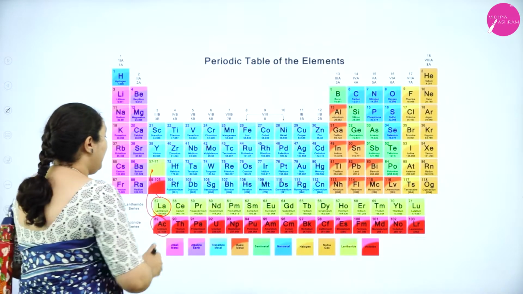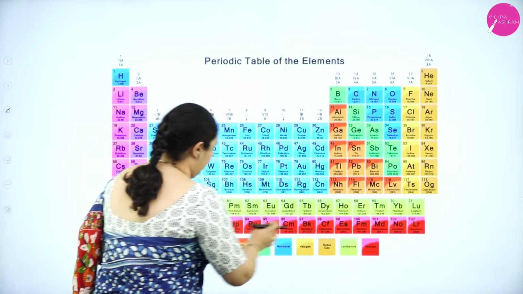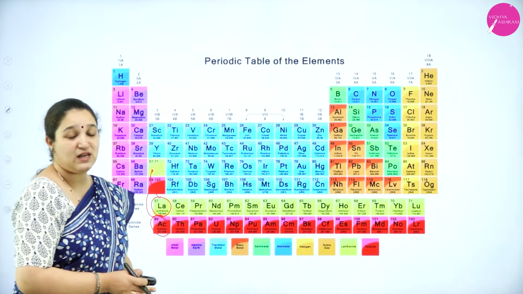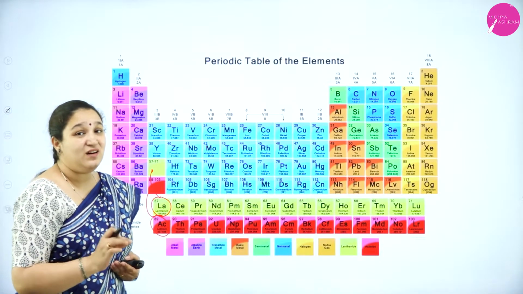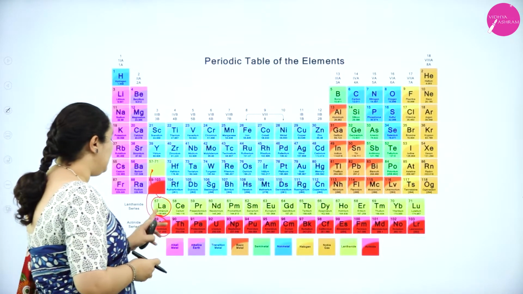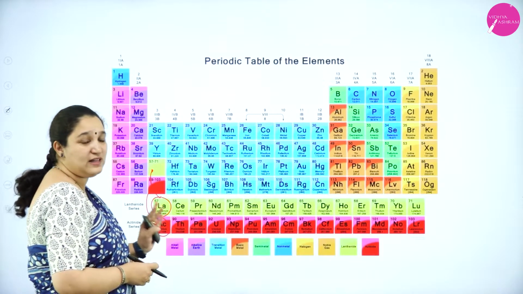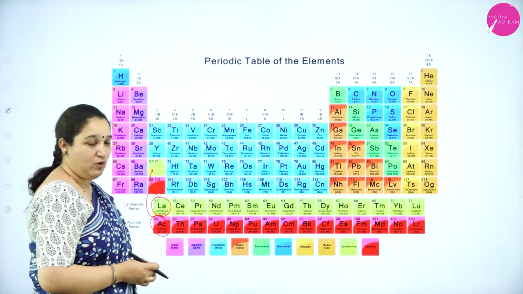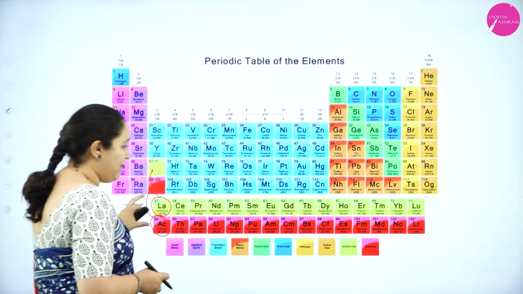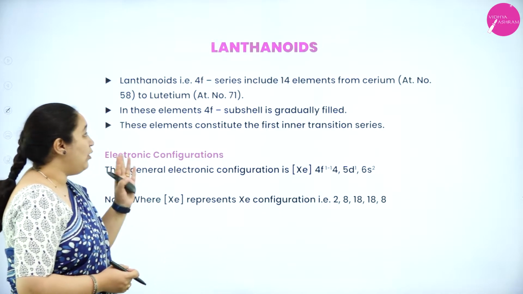Same way, 89 is actinium, which is a D block element. 90 to 103, 14 elements, are F block elements. From 104, it is again continuing in D block elements. That's the reason we call them inner transition series or inner transition elements. Also, the ones coming after lanthanum are called lanthanoids, and the ones after actinium are called actinoids. So these two rows we call F block elements.